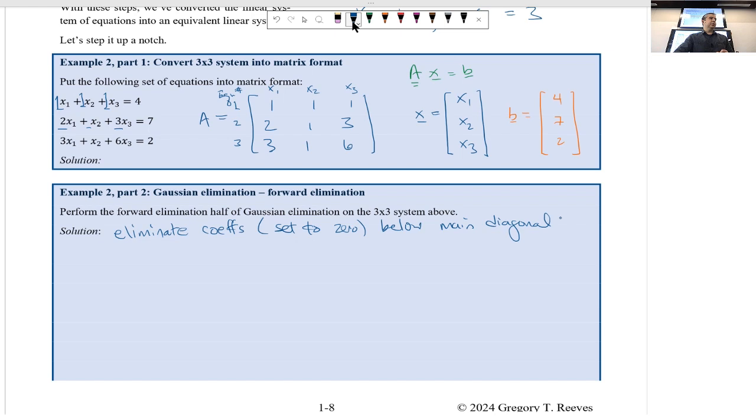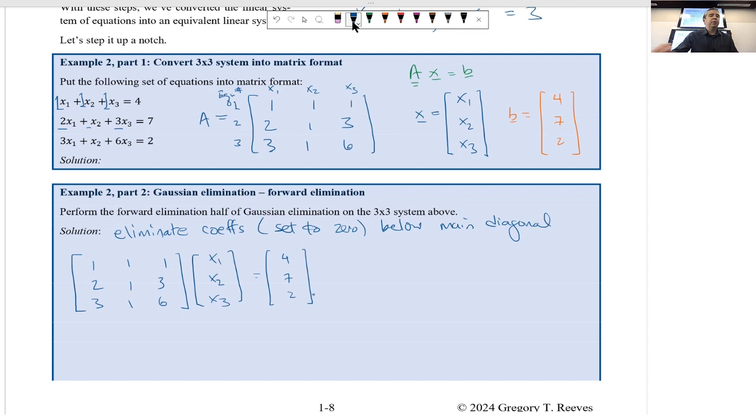So how does this work? Let's start with writing out our matrix. I'm just going to rewrite the linear system here. So we have 1, 1, 1 in the first row, 2, 1, 3, 3, 1, 6 times x1, x2, x3 equals 4, 7, 2.